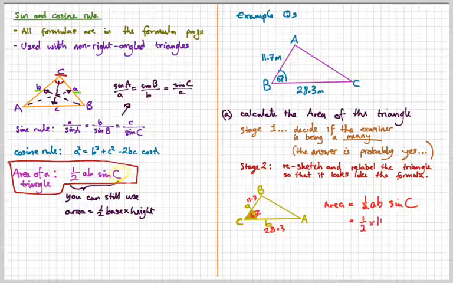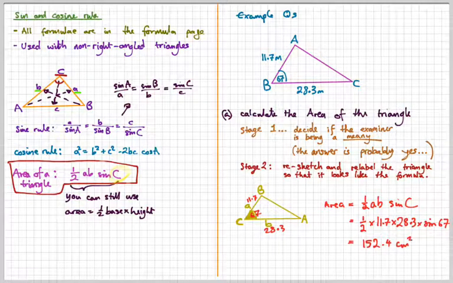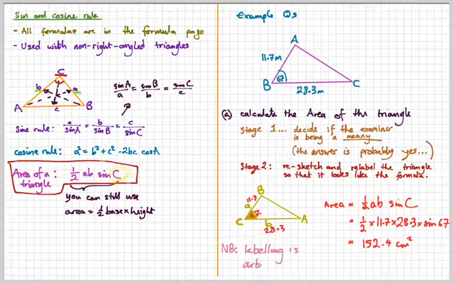So when we do this, we get half times 11.7 times 28.3 times by sine of 67, and then you do this in your calculator and you should get 152.4. And I've written centimetres squared there, but of course it's actually metres squared. Okay, and we're going to add this little note here. So note that the labelling is arbitrary. What I mean by that is it doesn't matter what I label as being C, A and B. It's not that important. That's why I'm allowed to relabel the triangle like this.